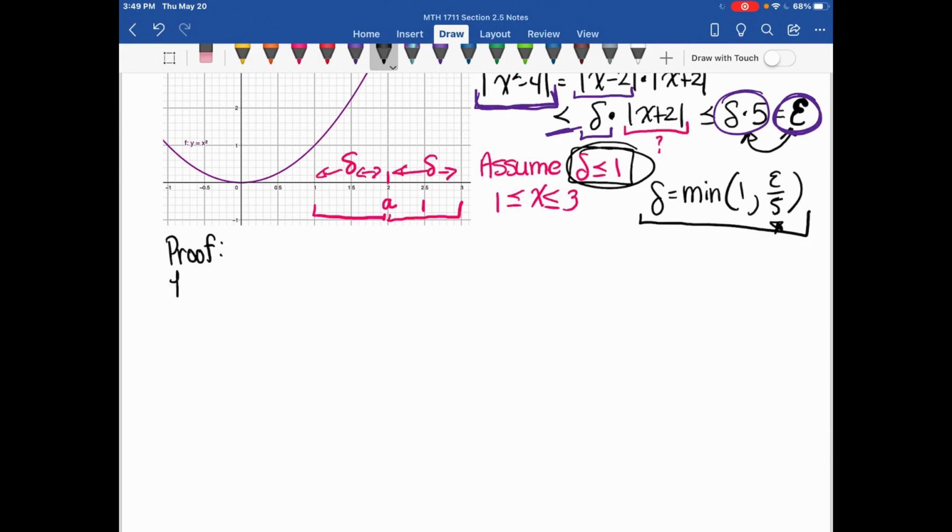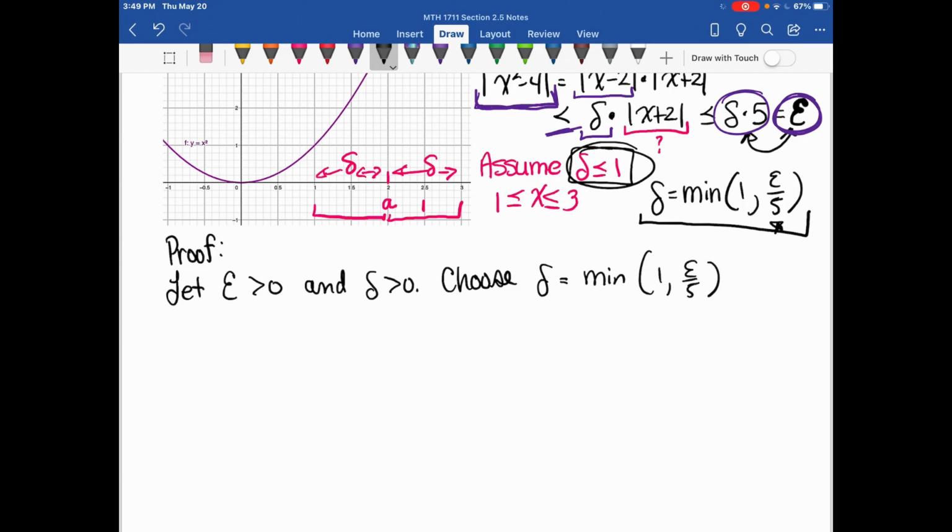Okay, so the first step is to say, let epsilon be greater than 0 and delta be greater than 0. We're going to choose delta to be the minimum of 1 and epsilon over 5. And like I said, I can't stress this enough, typically this will be the smaller of the two unless there's an unusual situation. But we have to add that in to make sure that we're covered, because we did say that delta has to be less than or equal to 1.